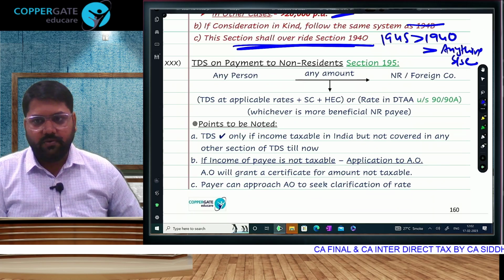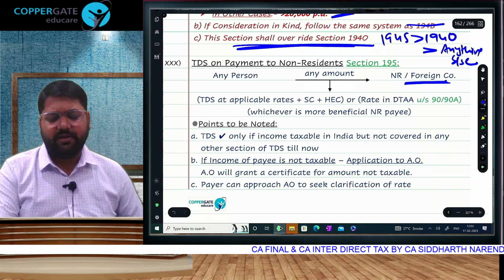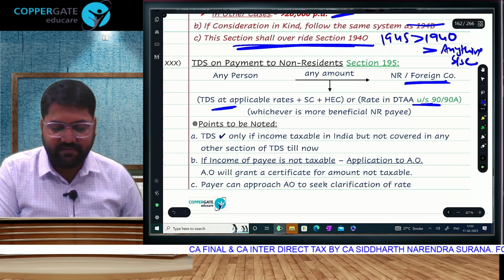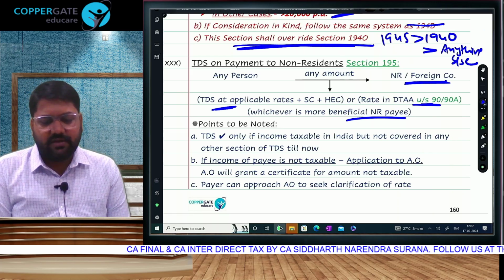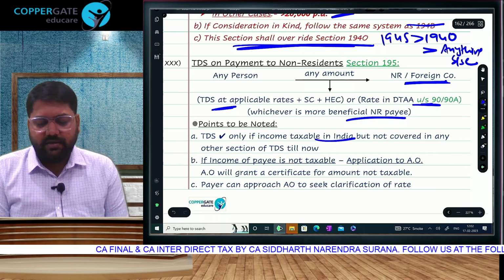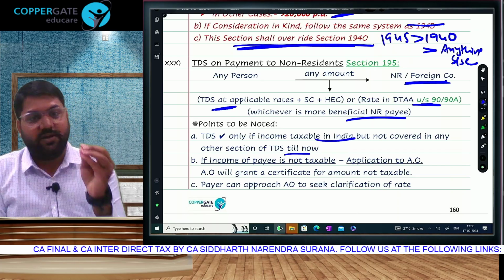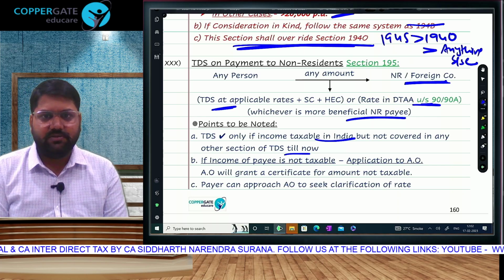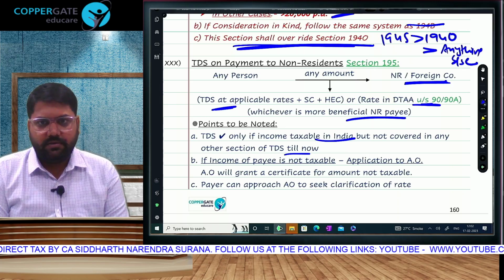Next, payment to non-resident. Any person making any payment to a non-resident or foreign company which is taxable in India, then TDS at applicable rates or the rate given in the DTAA, obviously whichever is more beneficial. TDS will come obviously only if the income is taxable in India but not covered in any of the TDS sections, like salary where it is covered, or non-resident foreign national sportsman where it was covered, or the big performer section where it was covered. Whatever is not covered will get covered out here.